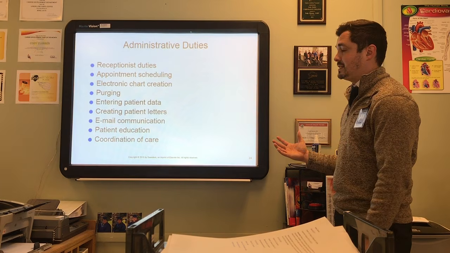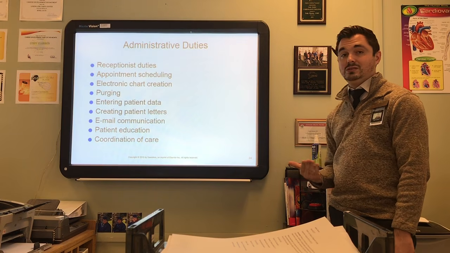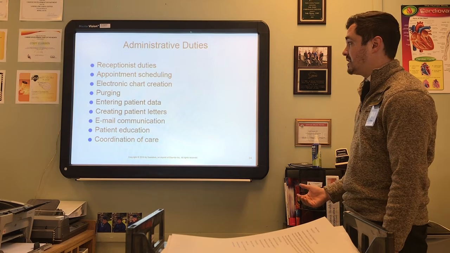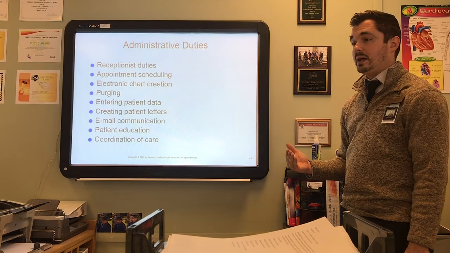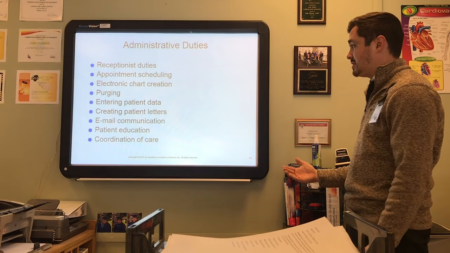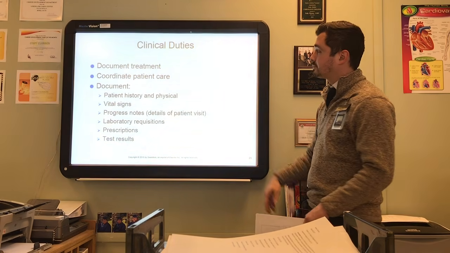So here are some of the duties that can be done on EHR systems for the administrative aspect. We have receptionist duties, appointment scheduling, electronic chart creation, purging, entering patient data, creating patient letters, email communications, patient education, and then the coordination of care.